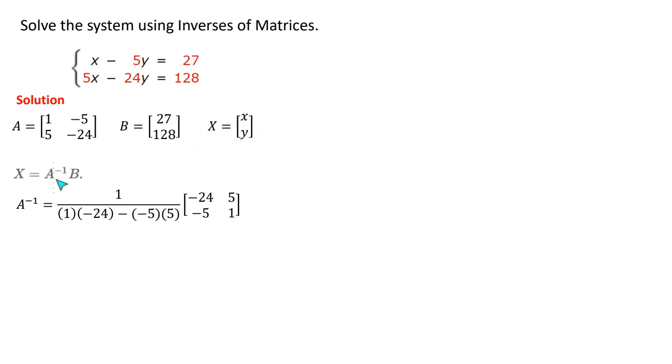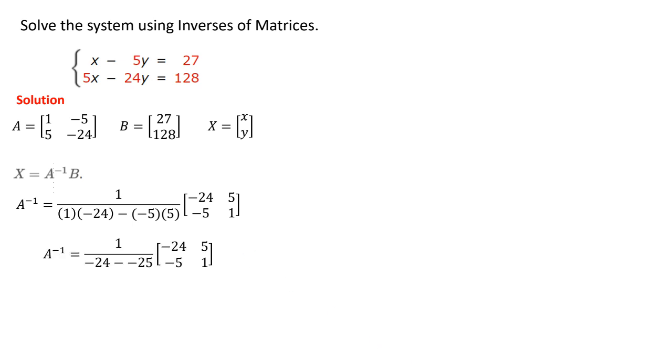In order to continue, I need to know what the inverse is. So I'm going to use the formula A inverse is equal to 1 over 1 times negative 24 minus negative 5 times 5. And then remember, we switch the 1 and negative 24, so we write negative 24 and 1. Then we switch the signs: instead of negative 5, it becomes a 5, and instead of 5, it becomes a negative 5.